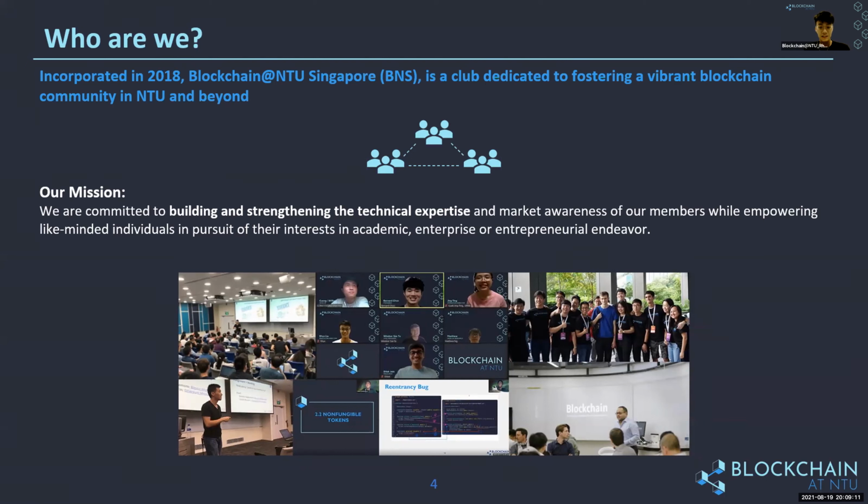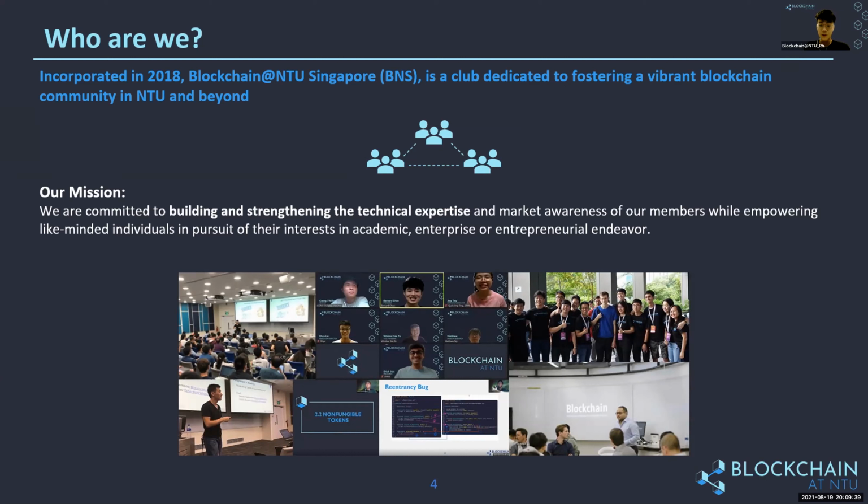And to share a fun fact, our official club name is Blockchain at NTU, with the @ as a symbol. You might also see the acronym BNS, which stands for Blockchain at NTU Singapore. Now, some of you might also be wondering why we are called Blockchain at NTU, rather than say NTU Blockchain Club. This is because one of the co-founders of the club was inspired by the Blockchain Club at UC Berkeley, which was called Blockchain at Berkeley for them. So this is why our name is unique in this manner.